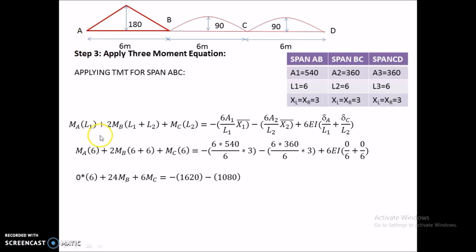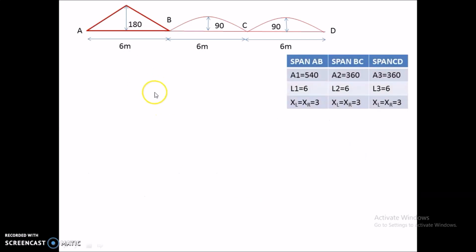By substituting this value, we will get the final equation as 24 MB plus 6 MC is equal to minus 2700. So mark it as 1. Now we have to apply this three moment equation for span BCD also.